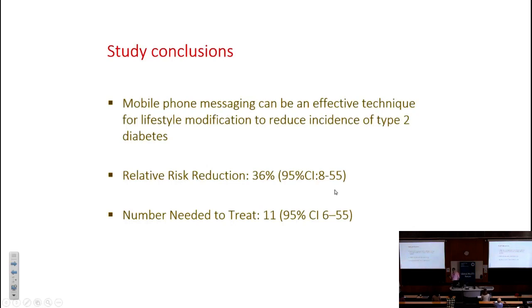So we showed that mobile phone messaging is a very effective strategy for reducing type 2 diabetes in a developing nation, and the relative risk reduction was 36%. And if we sent those messages to 11 people, we would prevent one incident case of type 2 diabetes. So doing a very rough head count in this room, if you all had impaired glucose regulation, over 2 years we could prevent 3 cases of type 2 diabetes.